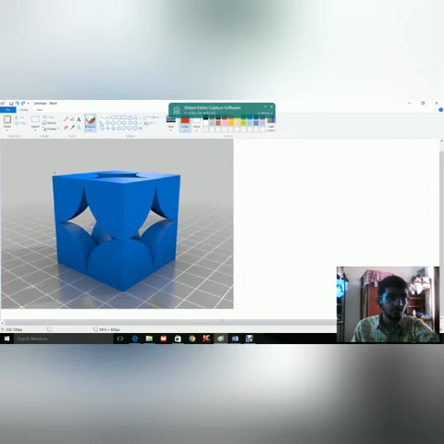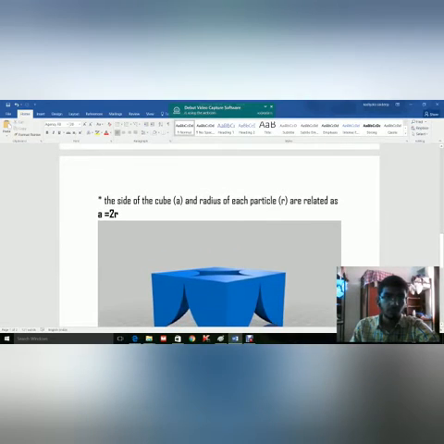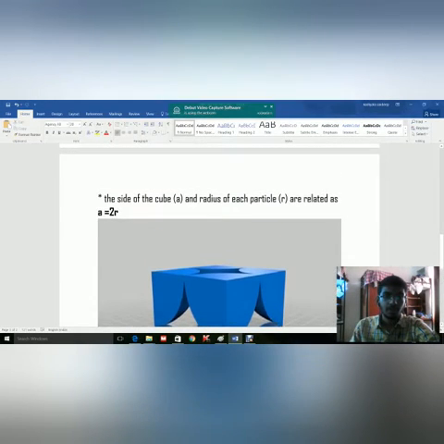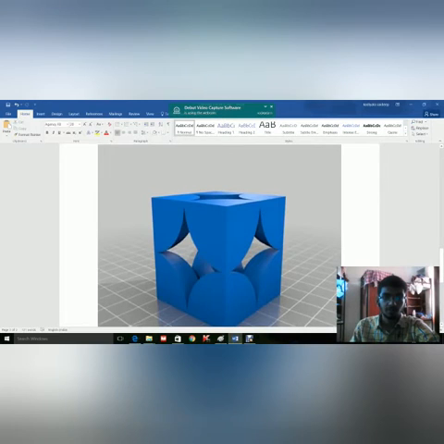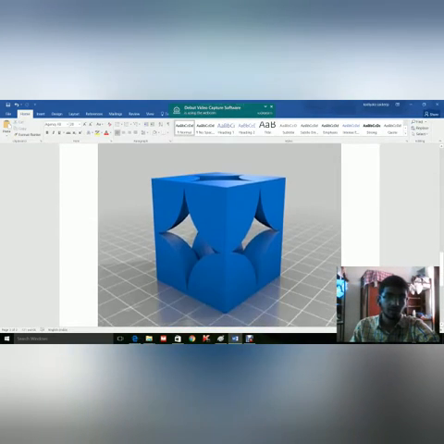If you see in this picture, these are the corners and there are 8 corners for this cube. So totally 8 corners into 1 sphere divided by 8 is equal to 1 atom. So in a simple cubic lattice, there is only 1 atom. Now the side of the cube A, this is the side of the cube A, and the radius of each particle r are related as A is equal to 2r. So A is 2 times the r in the simple cubic.